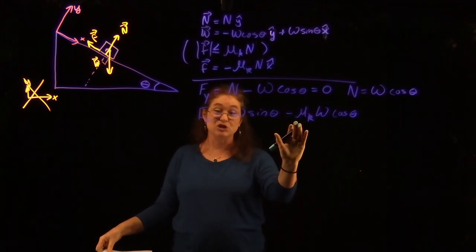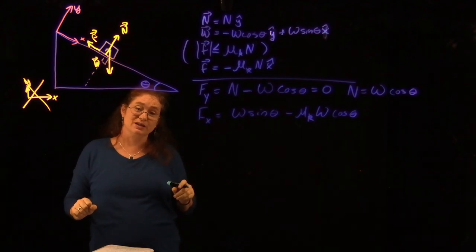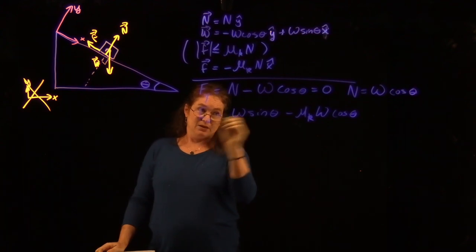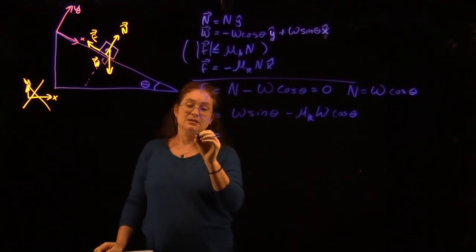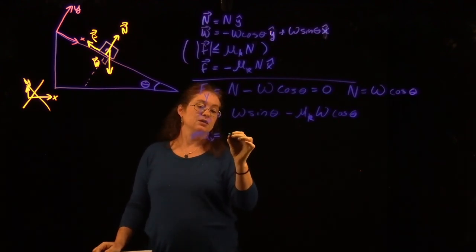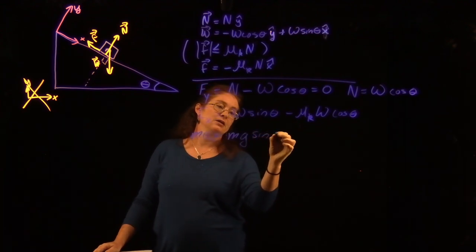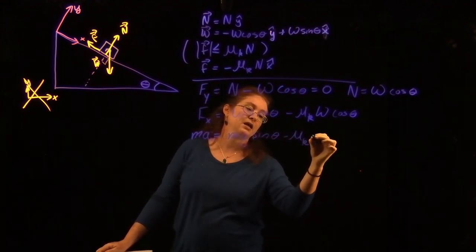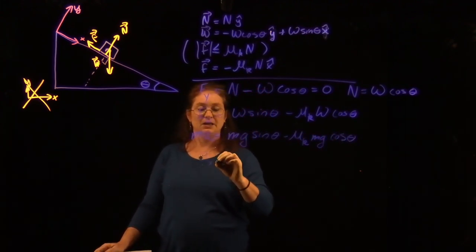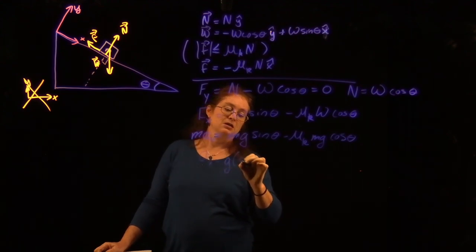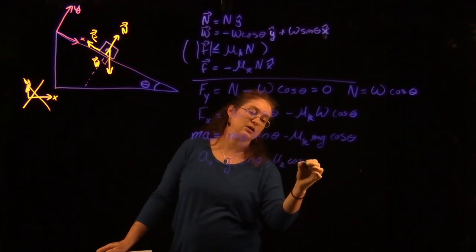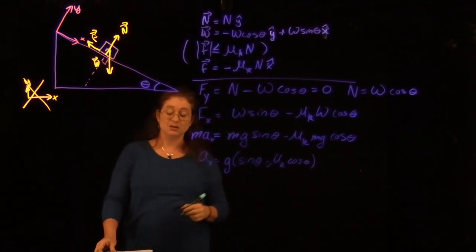Static versus kinetic friction. You should know that static friction, that friction never causes two surfaces to accelerate relative to each other. We typically write this as m a along the x direction equals m g sine theta minus mu sub k m g cosine theta, or a equals g sine theta minus mu sub k g cosine theta. And this is for going down the hill.